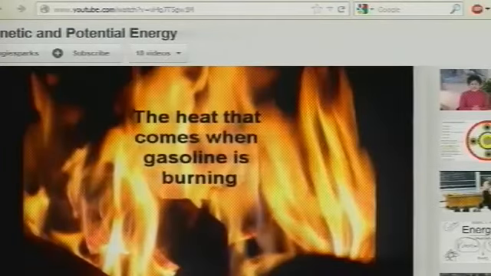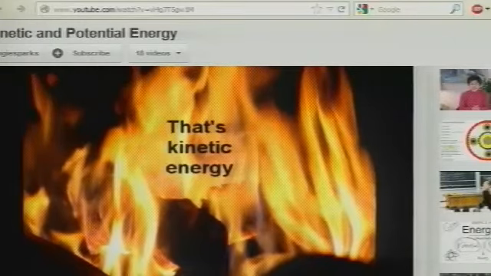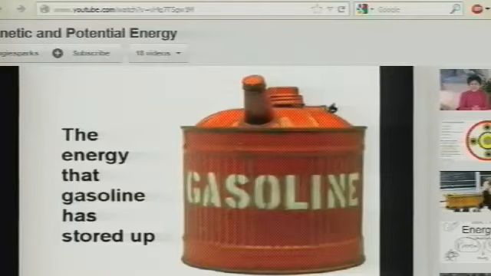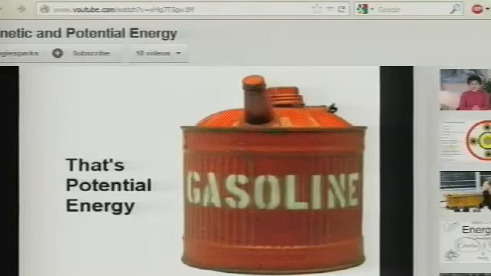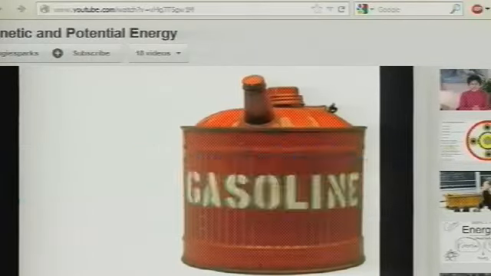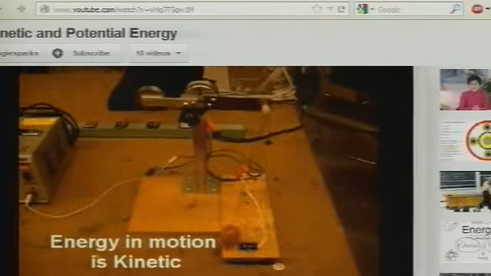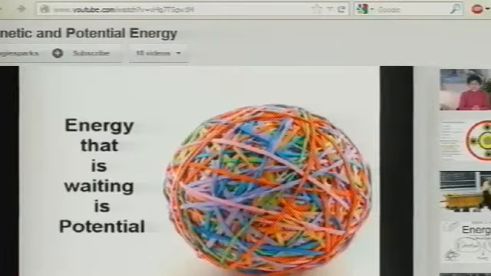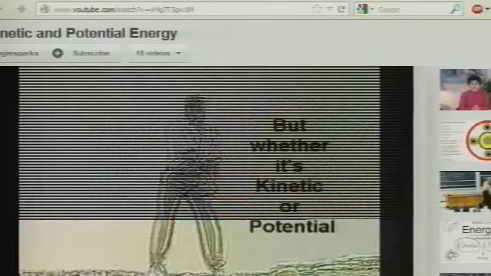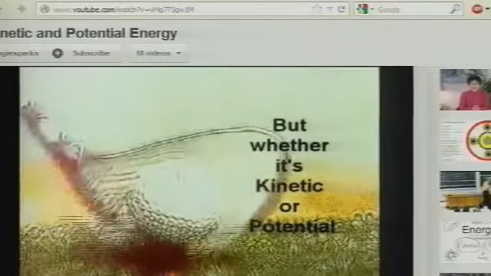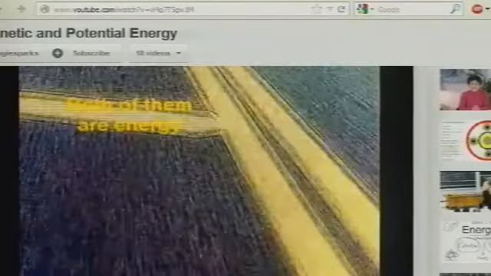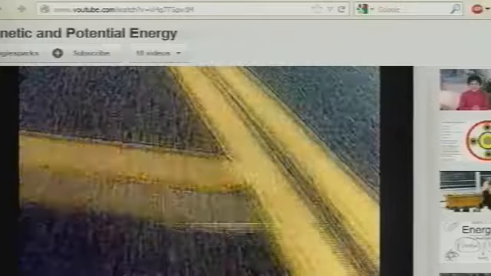The heat that comes when gasoline is burning, that's kinetic energy. Kinetic. The energy that gasoline has stored up, that's potential energy. Potential. Energy in motion is kinetic. Energy that's waiting is potential. But whether it's kinetic or potential, both of them are energy.